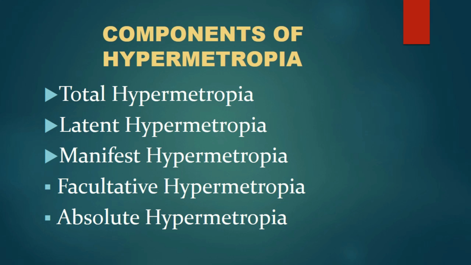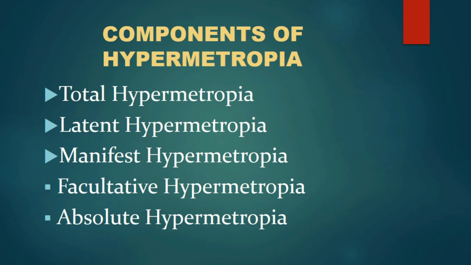It implies the amount of hypermetropia, about 1 diopter, which is normally corrected by the inherent tone of the ciliary muscle. The degree of latent hypermetropia is high in children and gradually decreases with age. Latent hypermetropia is disclosed when refraction is carried out after abolishing the tone with atropine.